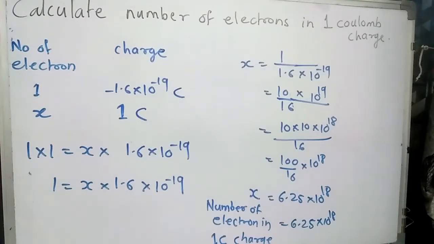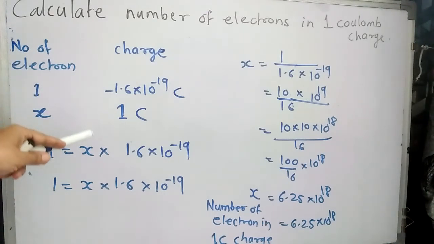Now see, here we have a numerical. Calculate the number of electrons in 1 coulomb charge. Here we have the number of electrons and charge. On 1 electron we have charge minus 1.6 into 10 raised to minus 19.